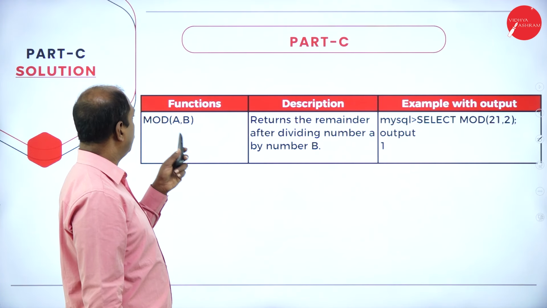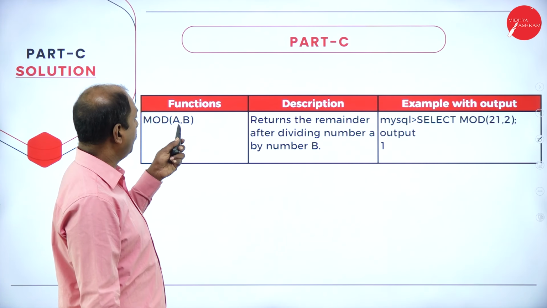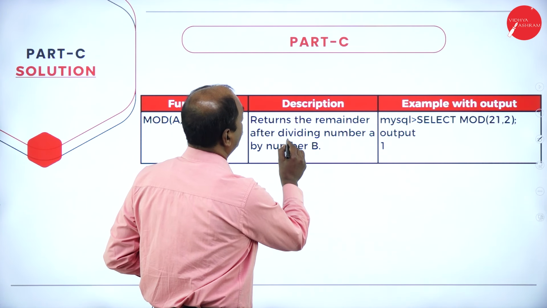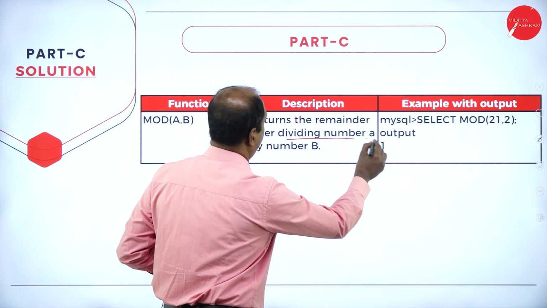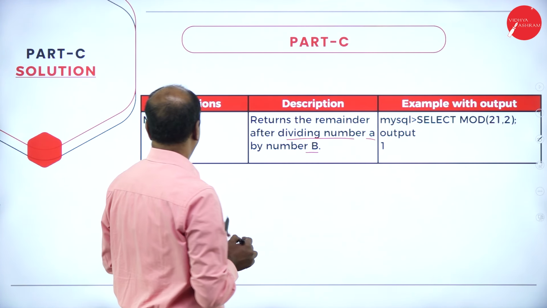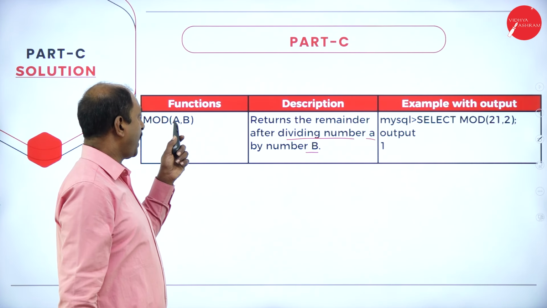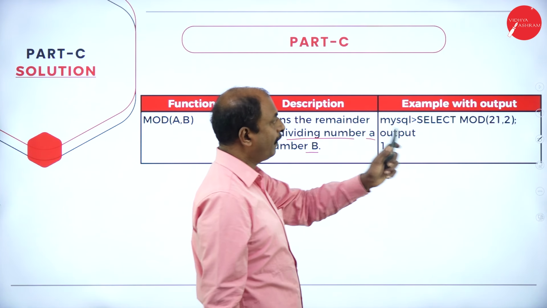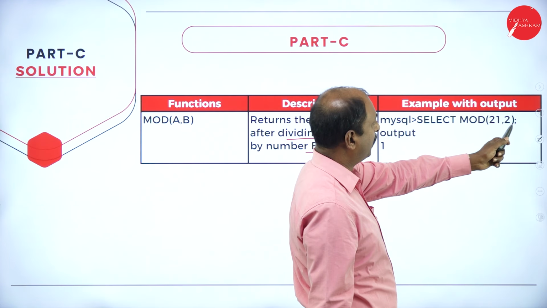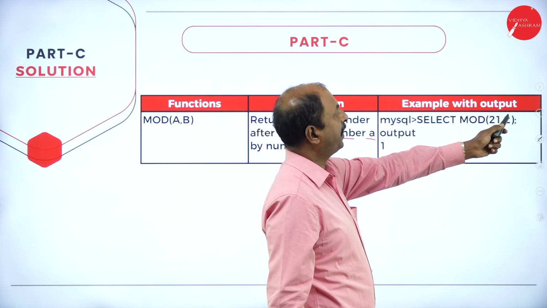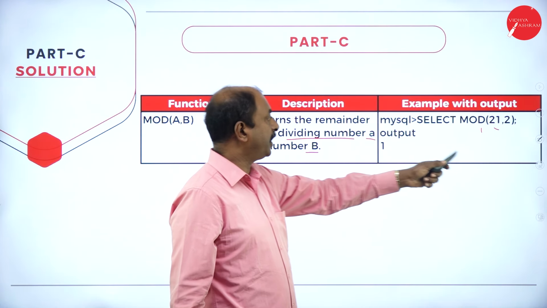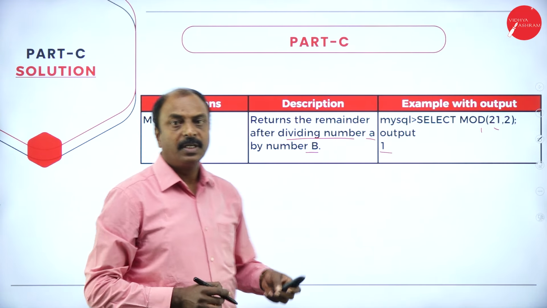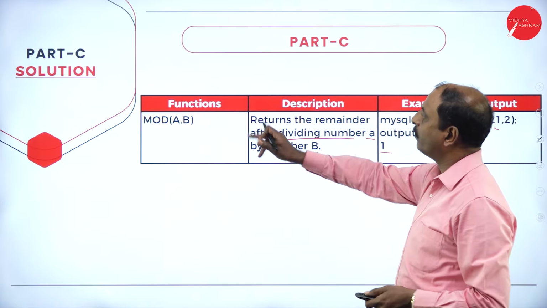One more function is the MOD function, MOD(a, b). It returns the remainder after dividing the number a by number b. So the number a is divided by b, and it gives the remainder. For example, MOD(21, 2). Here 21 divided by 2, the quotient is 10 and the remainder is 1, so the output is 1. So this is the definition of the mod function.